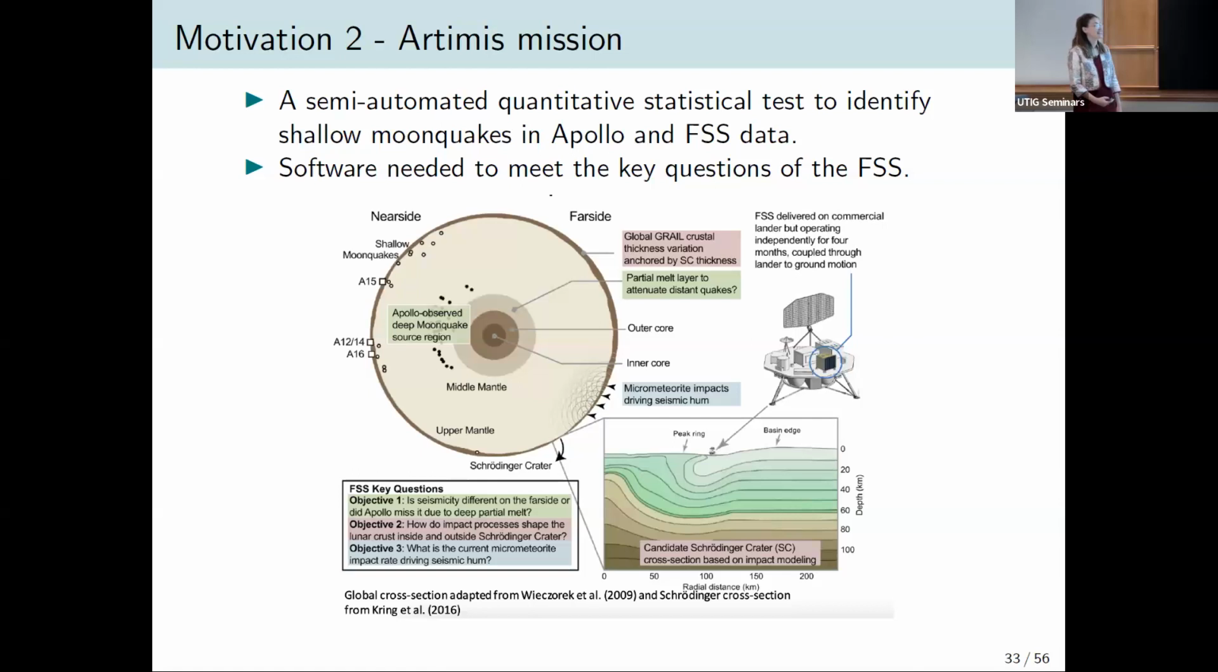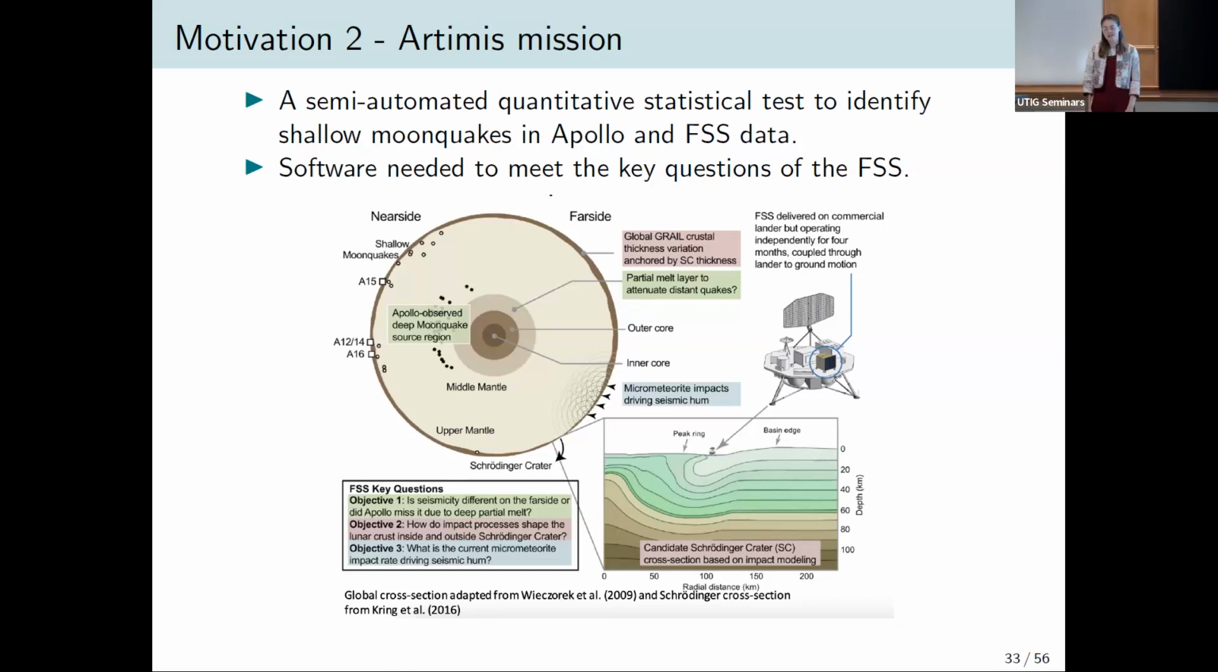And then the other thing is that there is going to be a new seismometer taken to the far side of the moon for the very first time as part of the PRISM CLIPS NASA, where they take a commercial lander and put some instruments on it.